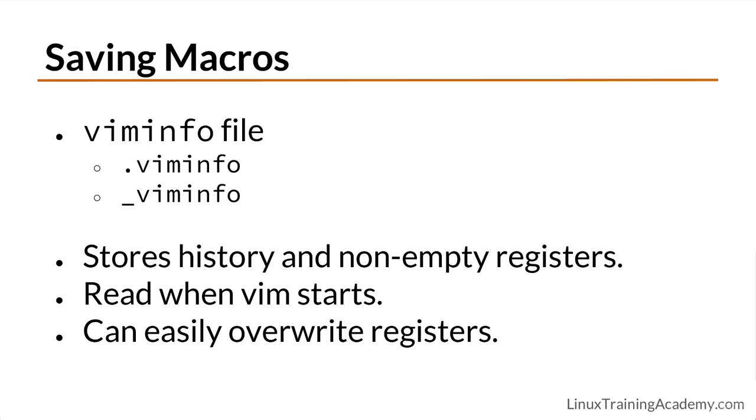So if you were to exit out of Vim and then start it tomorrow, all the registers would be available to you, so you could just use your macro right away. The only problem with this method is that if you overwrite the register, then you lose the contents of your macro. You could get around this by assigning your must-have macros to registers and just make sure that you never use them for anything else.